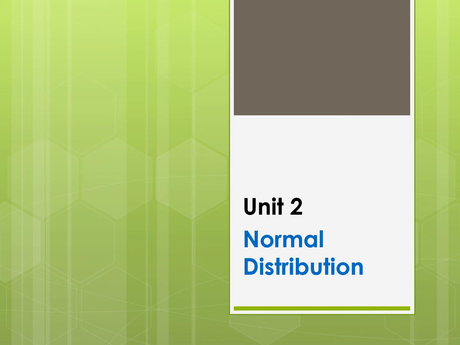So last time we dealt with discrete probability distribution and how to find the mean, variance, and standard deviation of a discrete random variable. By this time, we now come to the second unit, which is all about normal distribution.